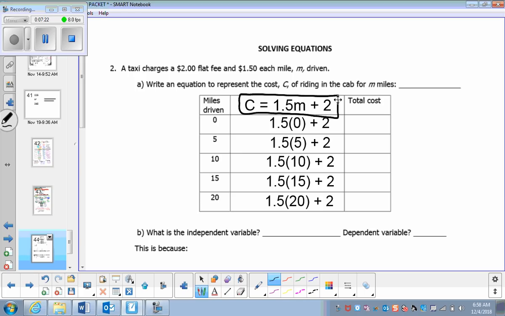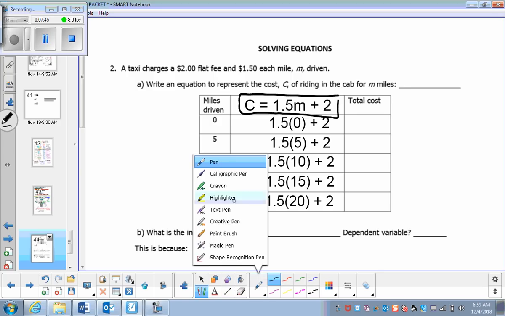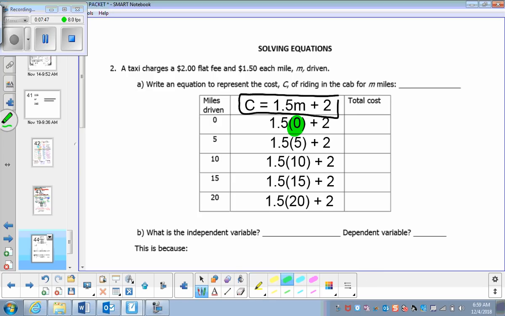Your flat fee is always going to be your constant. Kind of like in the last problem, the $30 just to rent the camp space, that was the constant. And in the problem before that, we had the 16 parent chaperones, that was a constant. And the $10 monthly fee that you have to pay no matter what, that flat fee, that's going to be your constant every time. Now in this example right here, all I've done is simply plugged in 0 miles, 5 miles, 10 miles, 15 miles, and 20 miles.